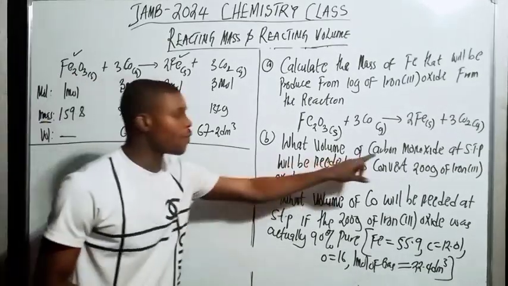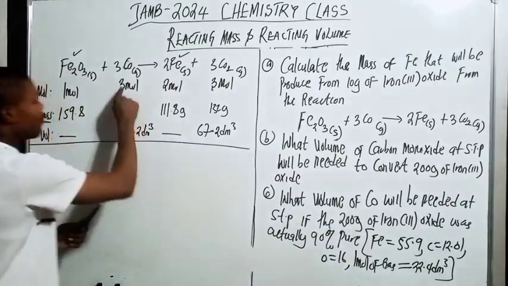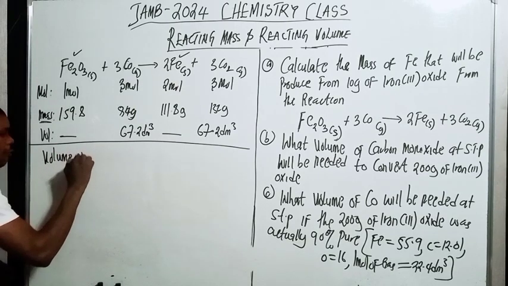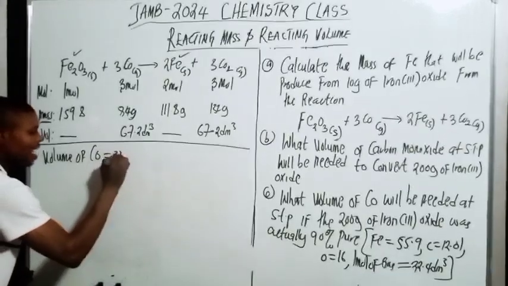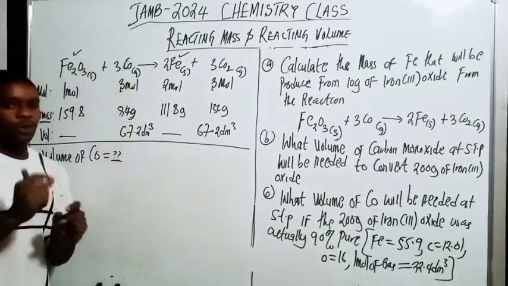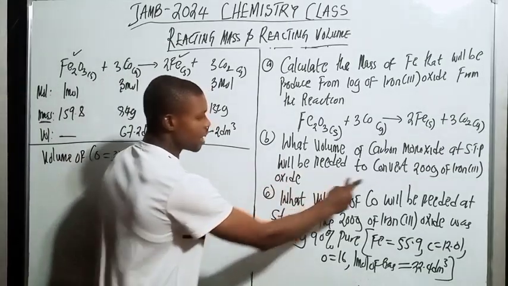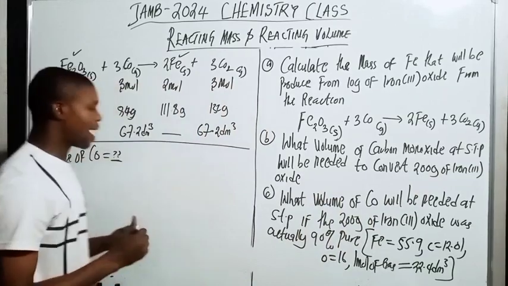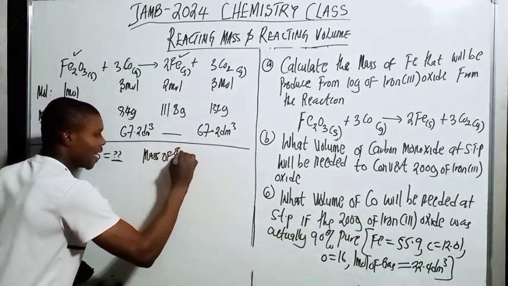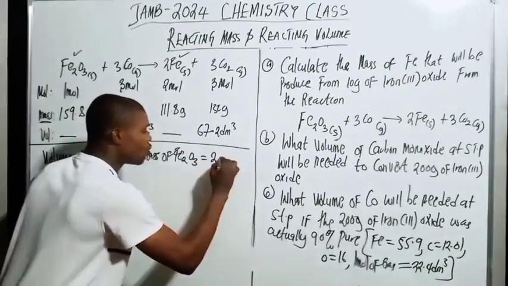So what volume of carbon monoxide at STP? So they are asking us to work out the volume of carbon monoxide, volume of CO. That's what you are looking for. Volume of CO, carbon monoxide. And they gave us the mass of iron(III) oxide, Fe2O3, which is 200 gram.